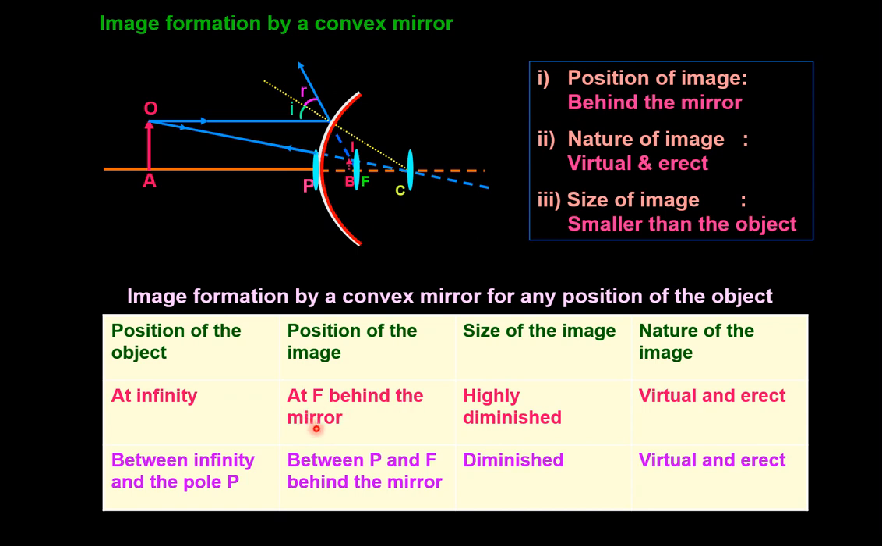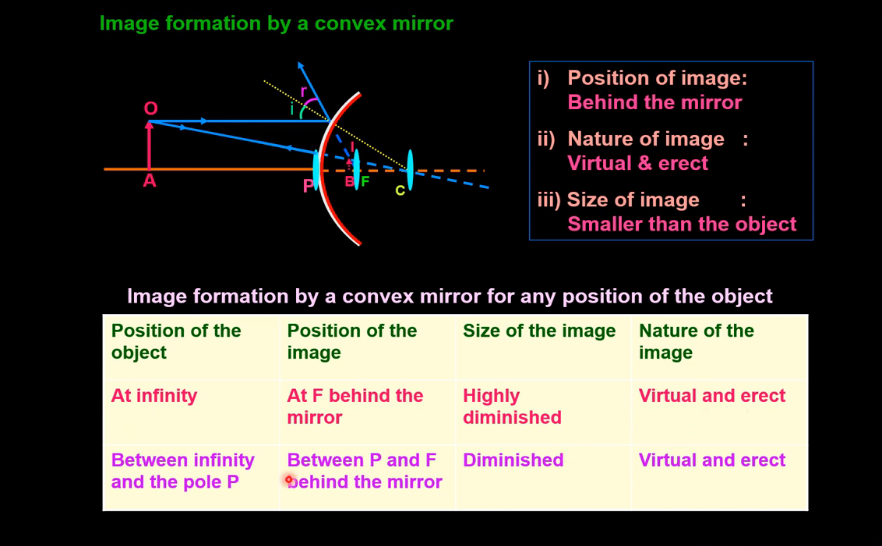Now the size of the image will be highly diminished, almost point size, we can say. As for the nature of the image, since the light rays are not actually meeting, they give rise to a virtual image, and a virtual image will by default be erect also. We studied this from the method of image formation in previous classes. So when the object was placed at infinity, the image gets formed at the principal focus, behind the mirror itself. The size will be highly diminished, almost point size, and the image formed will be virtual and erect.